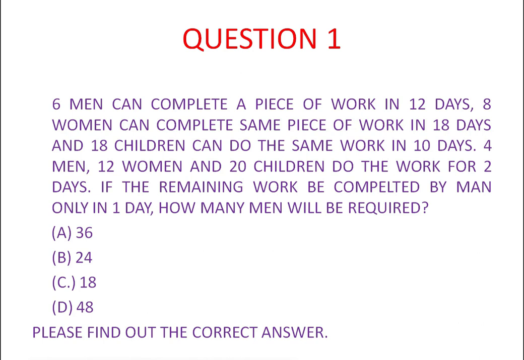In work and time, if n number of persons are doing a work in a particular number of days, then an individual person will take more days. Like in this case, 6 men can do a piece of work in 12 days. So one man, how much time will he take? 12 into 6, 72 days. So let's go to the solution.